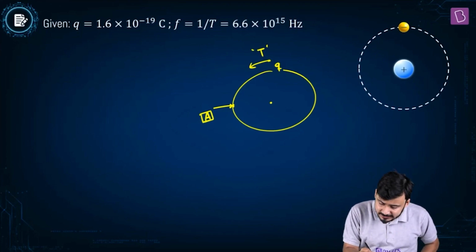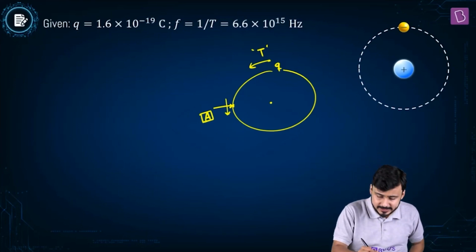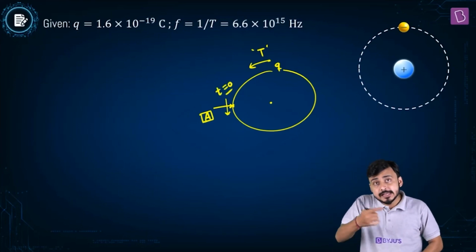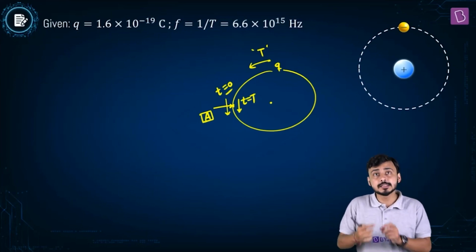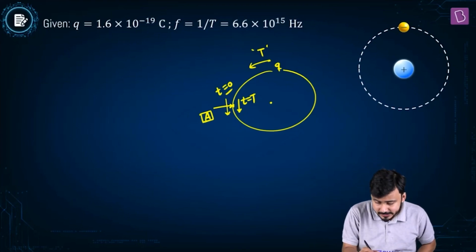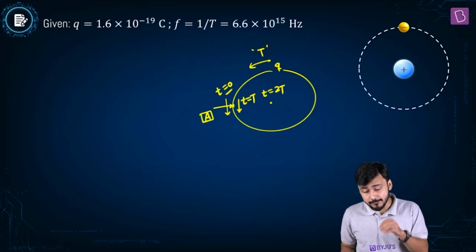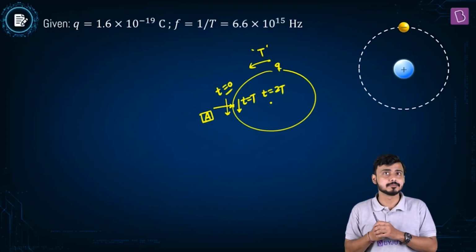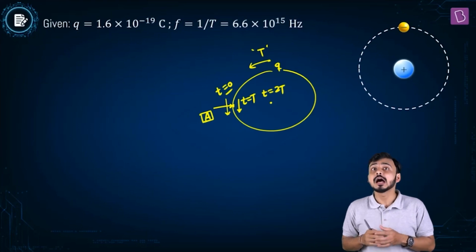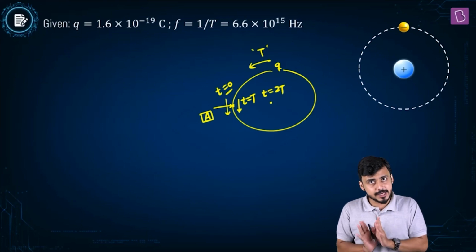Now it starts from point A, let's say at t is equal to 0. Then the next time it will cross through point A will be at t is equal to T. Then the next time it will cross A, it will be at t is equal to 2T. So can you tell me what is the amount of charge passing through A per unit time? That's the average current, right? Amount of charge passing through any point per unit time.